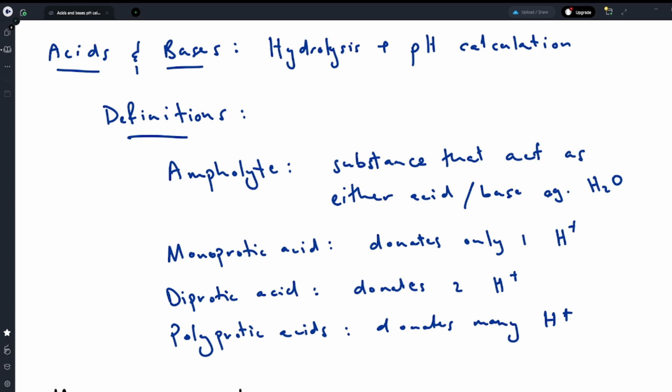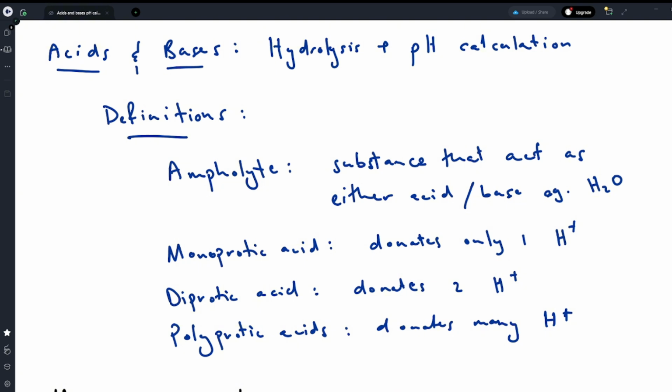Today we'll be dealing with acids and bases, and more specifically the pH calculations in the section on acids and bases. But before we jump into the calculations, as is expected in anything to do with physics, we've got to understand a few definitions, a few terms that will make the process of dealing with the pH calculation a lot easier. The first definition we're going to come across is that of an ampholyte.